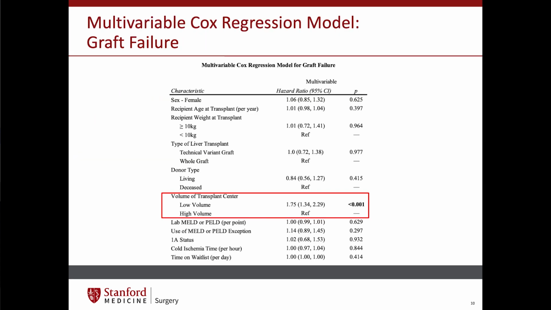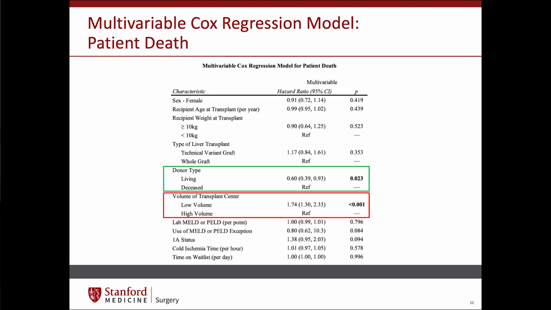Cox proportional hazard modeling was used to identify independent predictors of graft failure, and receiving a liver transplant at a low volume center was the only covariate significantly associated with graft failure with a hazard ratio of 1.75. Similarly, Cox proportional hazard modeling was used to identify independent predictors of patient death, and receiving a liver transplant at a low volume center was the only covariate significantly associated with patient death with a hazard ratio of 1.74.